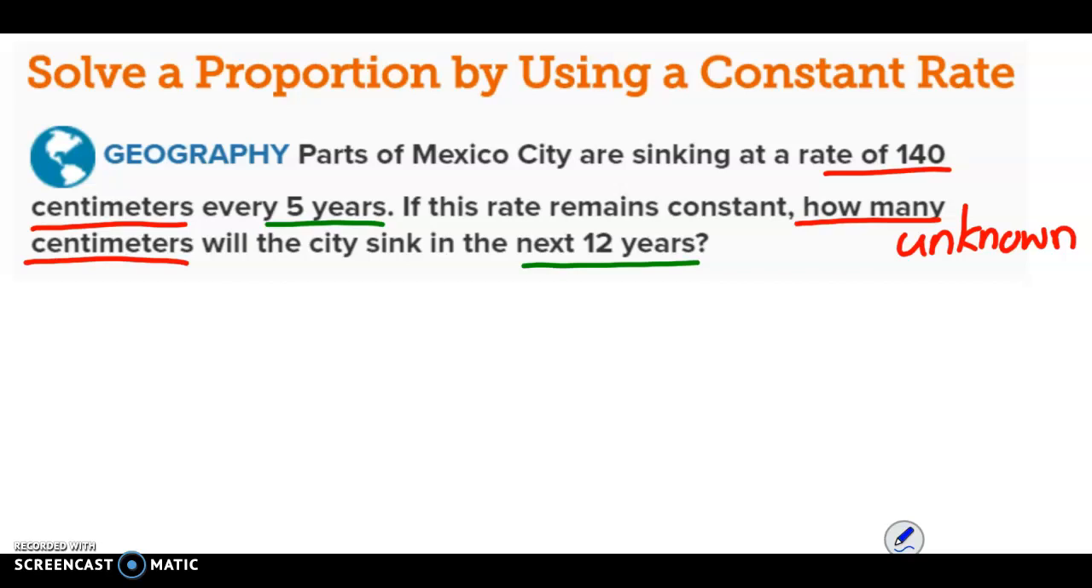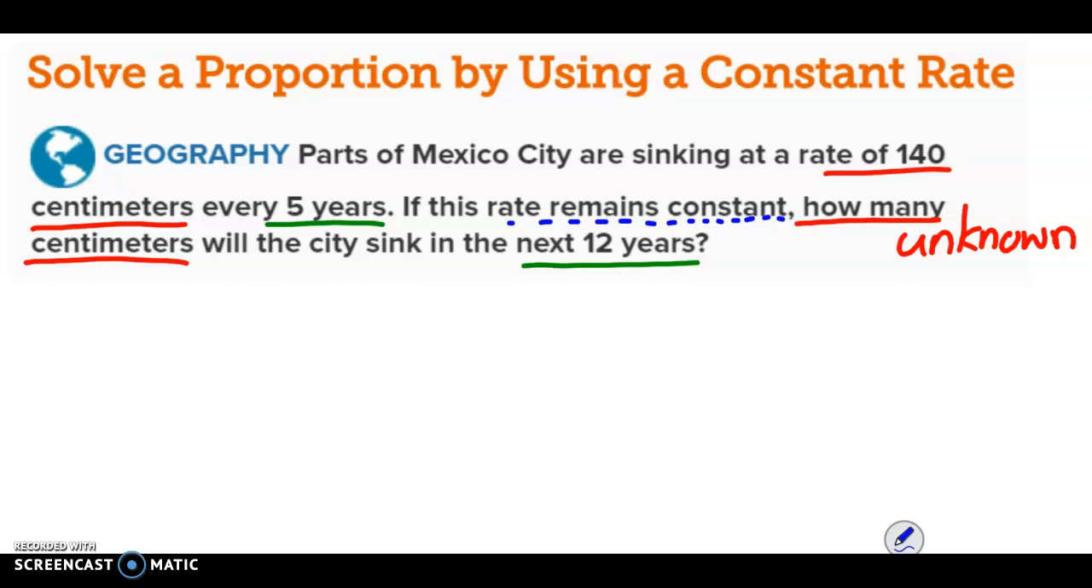Of course, they're going to say things like if it remains constant. So what that means is assuming that this pattern continues, assuming that this rate is going to continue to carry out on a yearly basis, in 12 years, we should be able to figure out exactly how much sinking will go on underneath parts of Mexico City.